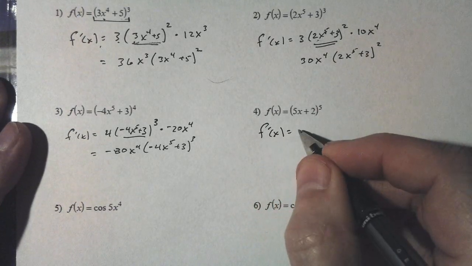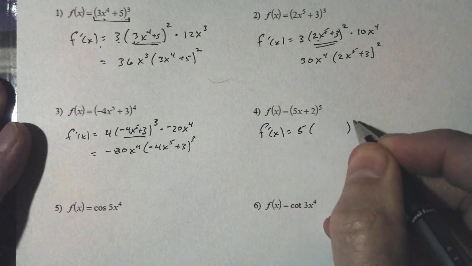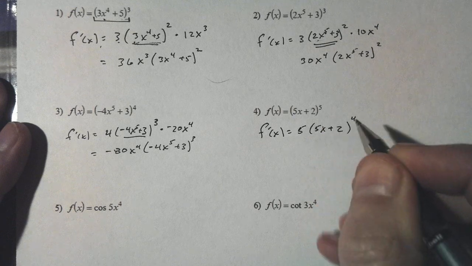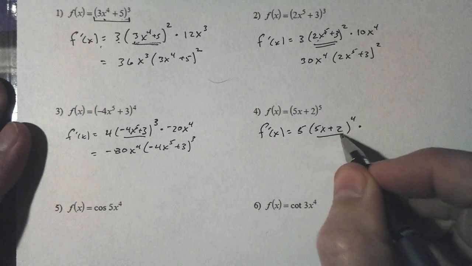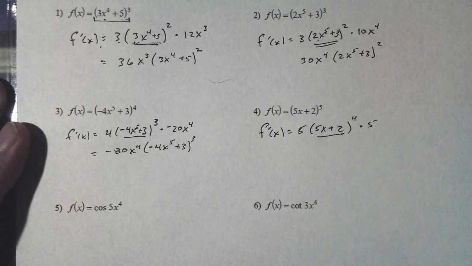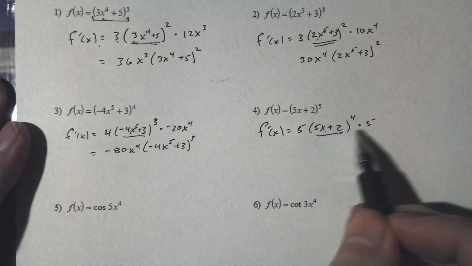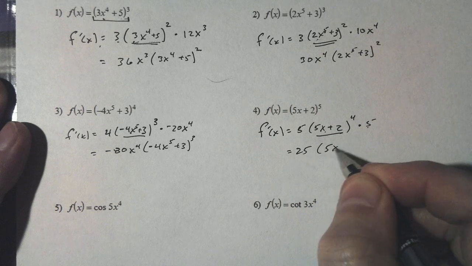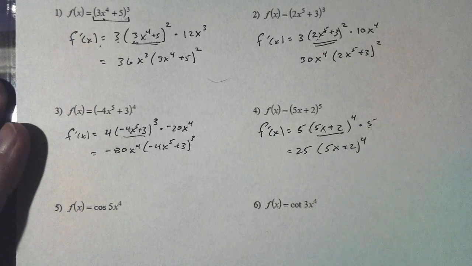F prime x is treat the mama, leave the baby alone, treat the baby. The derivative of 5x plus 2 is 5. Simplify: 25 times quantity 5x plus 2 to the fourth.